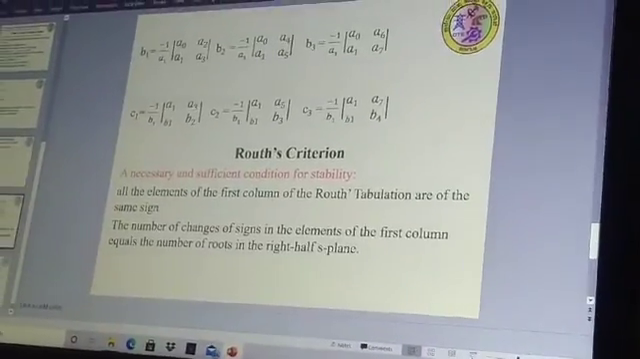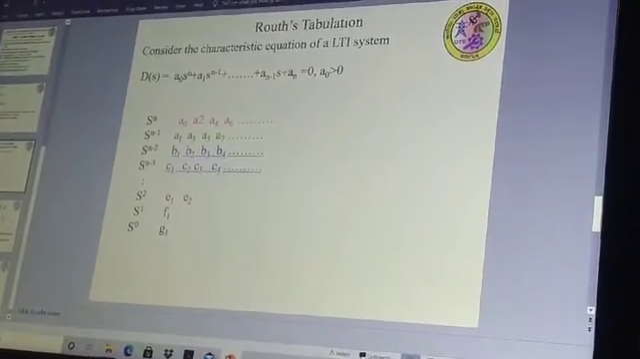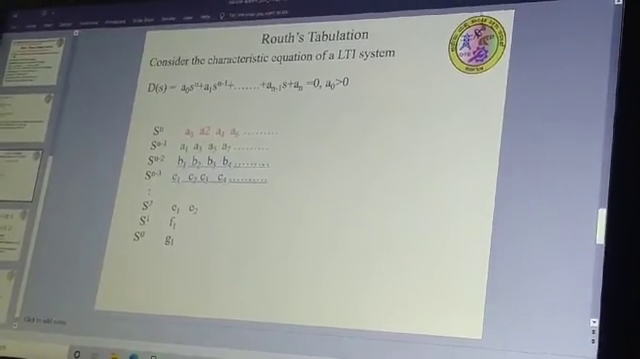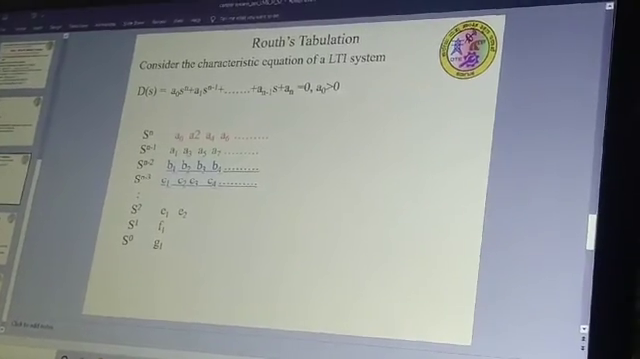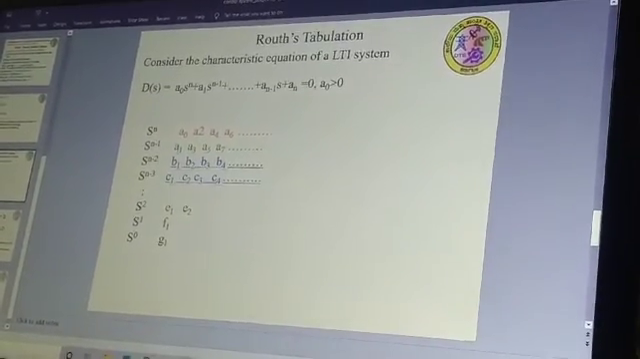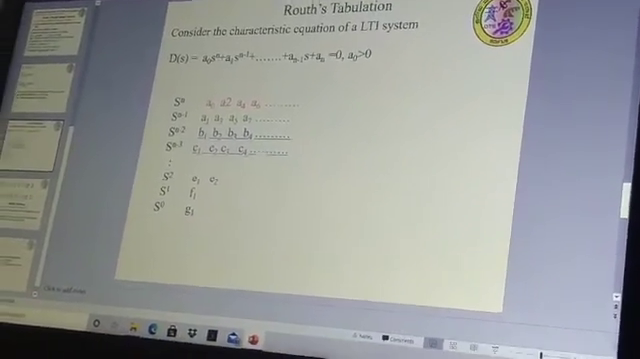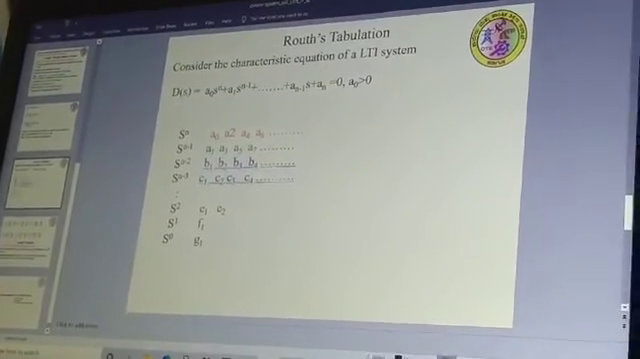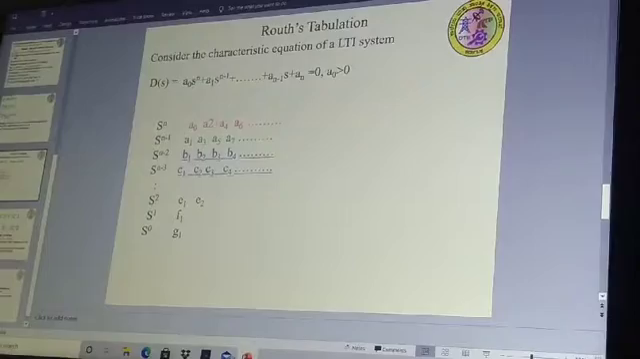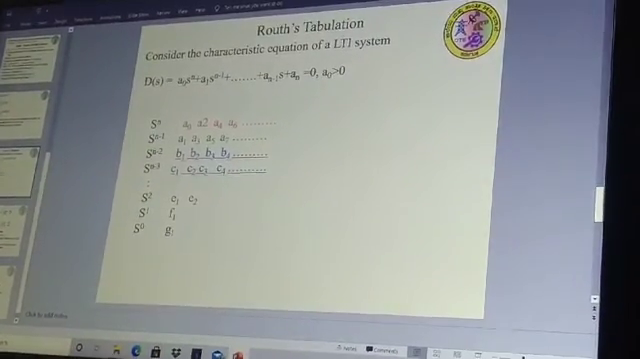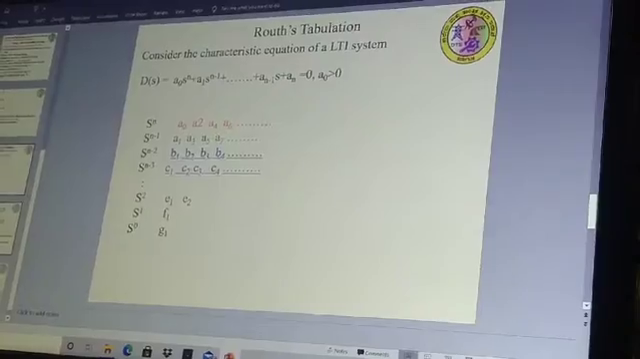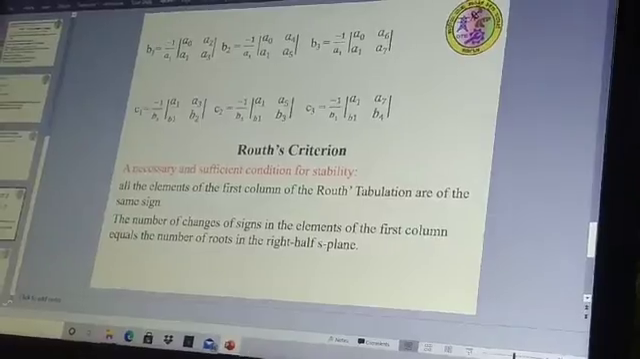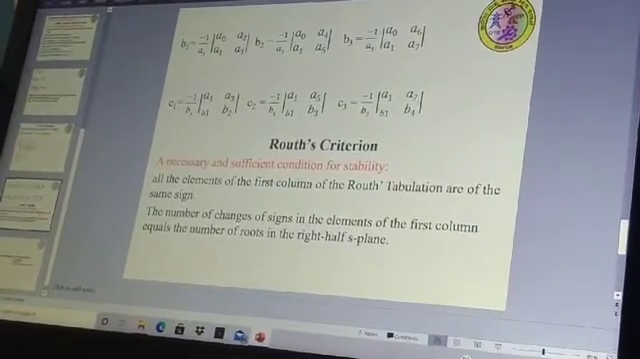b1 is equal to the determinant. First you have to consider these four, a1, a0, a1, a2, a3 for calculation of b1. This determinant is a1 into a2 minus a0 into a3 divided by a1. You see here, b1 is equal to minus 1 by a1, determinant of a0 into a3, a1 into a2.